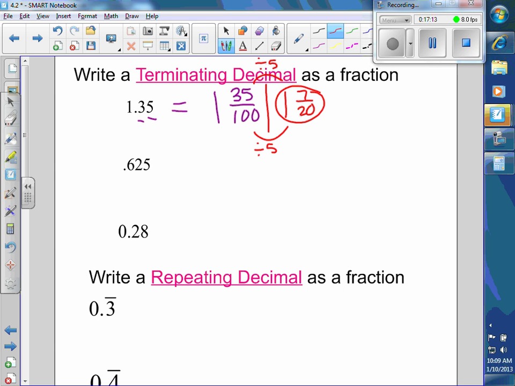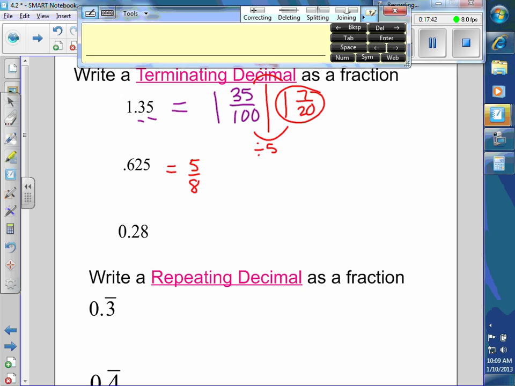Right, so the word terminating is unlike the one we just did, the 12ths. The one that we just did with the 12ths, it went on forever. Repeating, right? So this one ends because there's 2 digits. So Matthew just said this is 5/8. He either has it memorized or he at least remembered it from a few minutes ago. Right? Because we did it on the number line a few minutes ago.